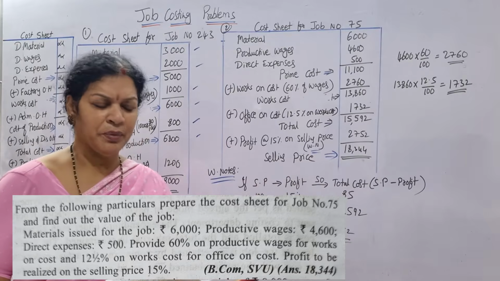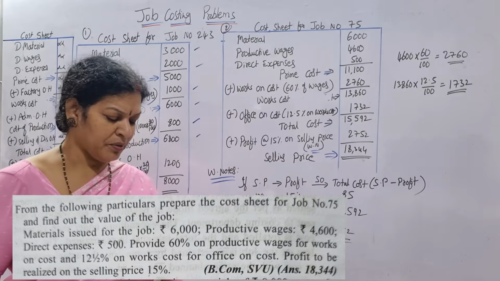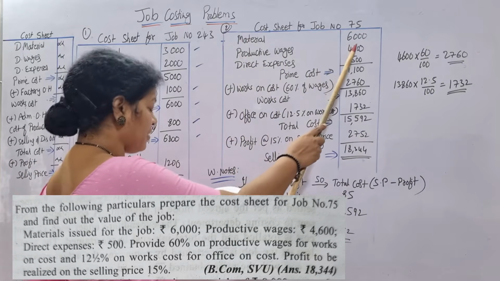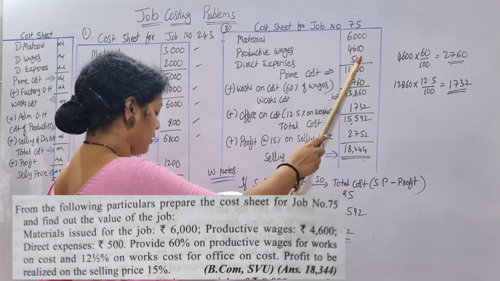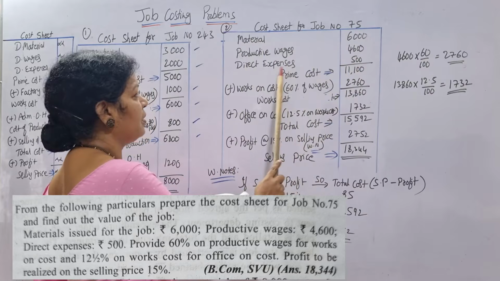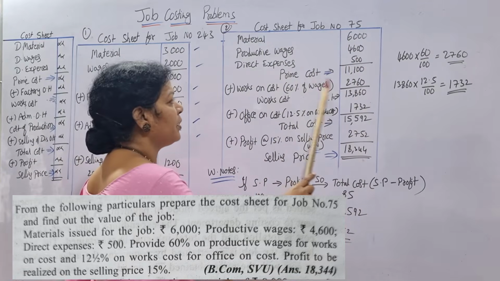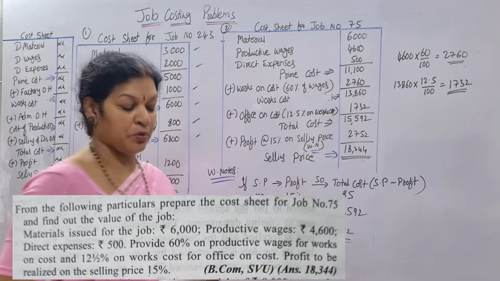Now we know that material, productive wages and direct expenses are given. Material is 6,000, productive wages 4,600, and direct expenses 500. These three we have written, so you are getting a prime cost of 11,100.